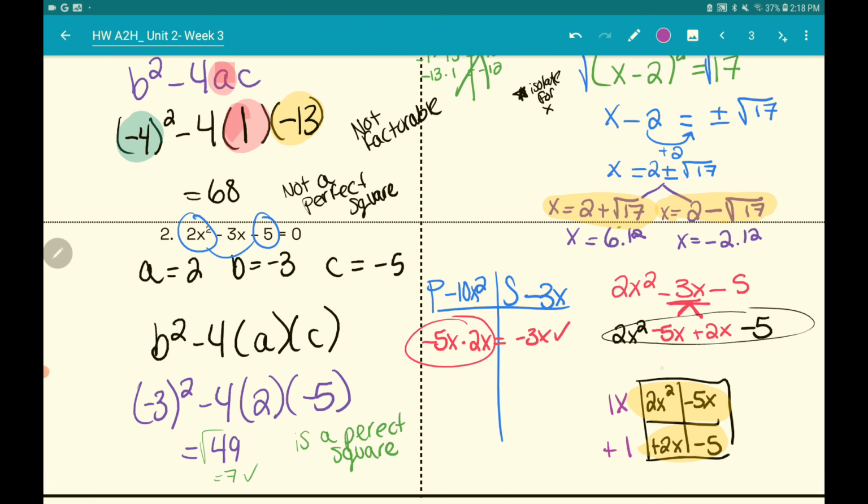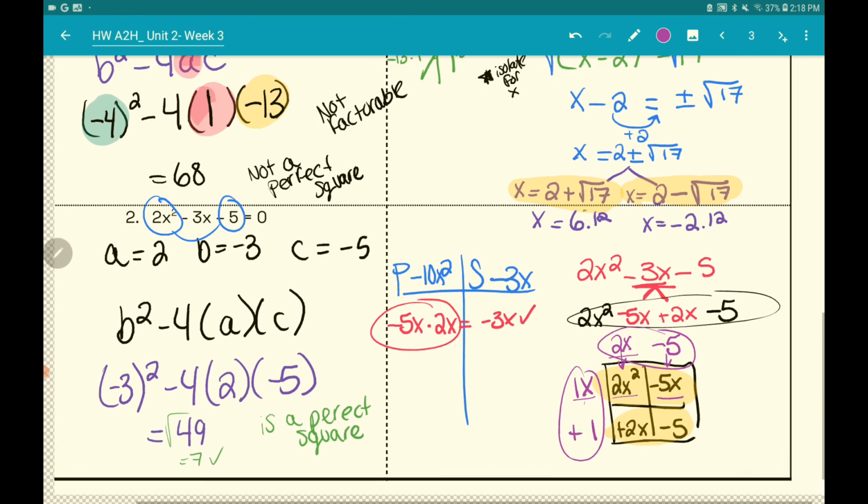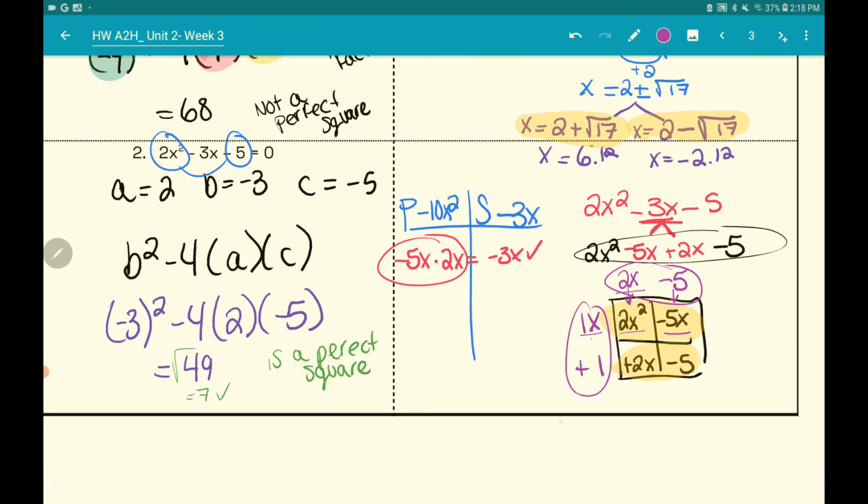Now, on my top, I can either do the GCF for my rows, or I can think about what I need to multiply. So 1x times what gets me 2x squared? All I'm missing is a 2x. 1x times -5 would get me this -5x here. So these are my factors. So I'm going to write them. 2x minus 5. 1x plus 1. We have to set it equal to 0.